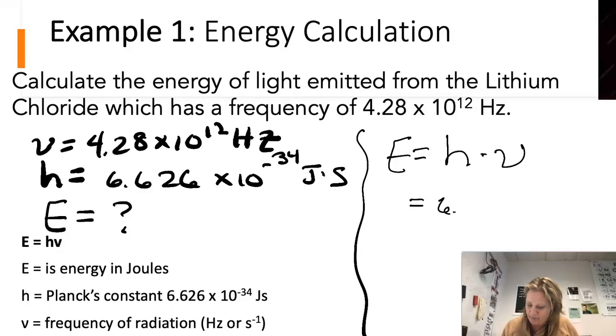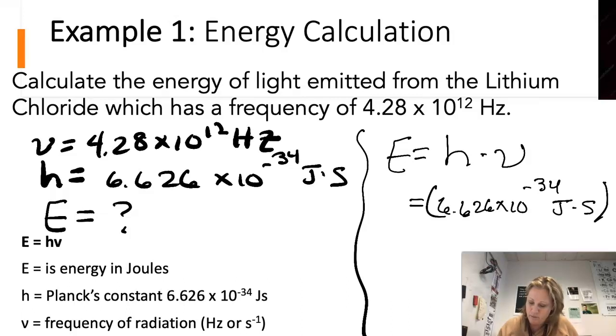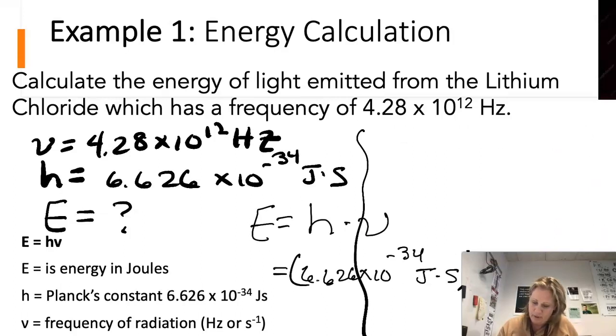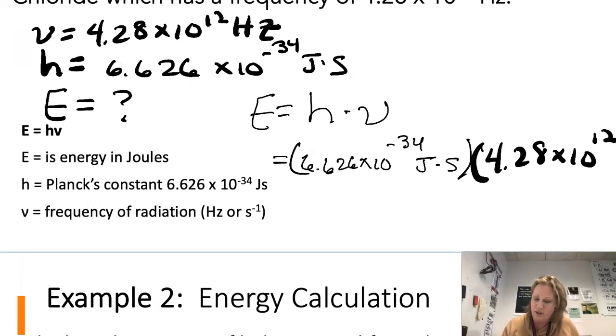So Planck's constant, and then we're going to multiply that by the frequency, 4.28 times 10 to the 12th. I'm going to write the hertz as 1 over seconds, because then you can see the unit cancellation. The seconds cancel and you end up with joules, which makes sense because you are calculating energy and that is the unit for energy.